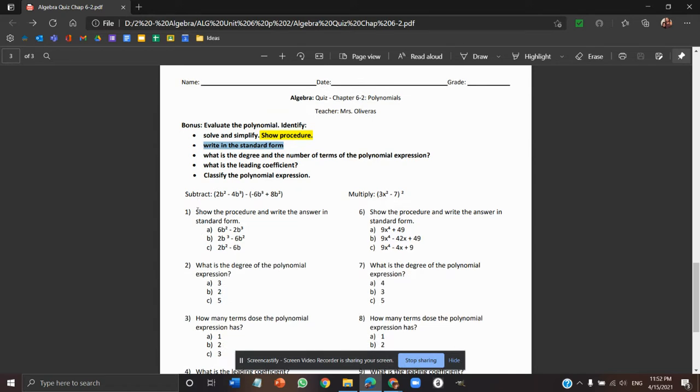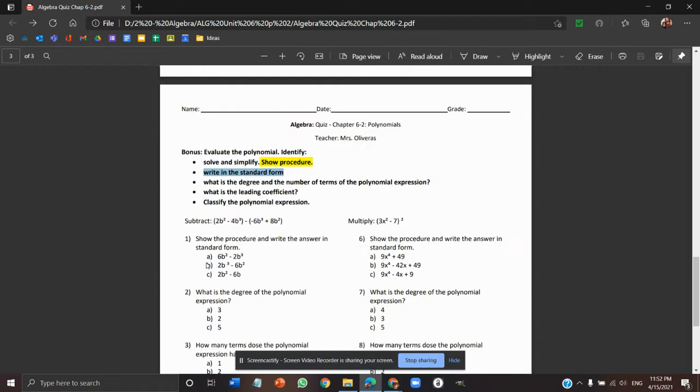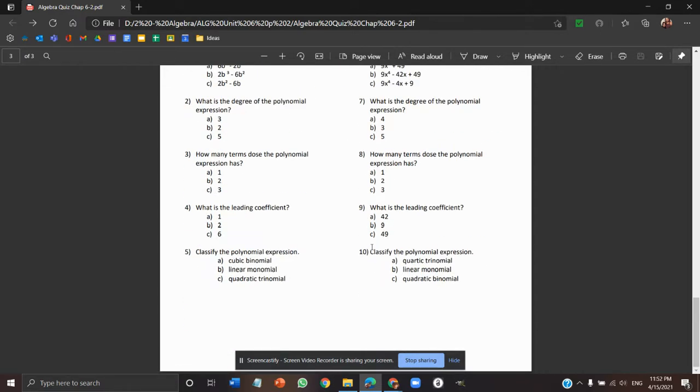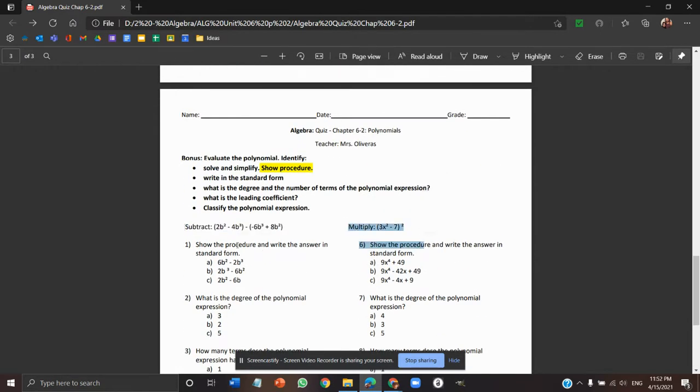The first one, and again, from 1 to 5 is going to be for subtract. From 6 to 10 is going to be for multiply. And the first one does the same thing on both of them. Show the procedures and write the answer in standard form. What is the answer of that subtraction being solved and simplified, but in standard form?